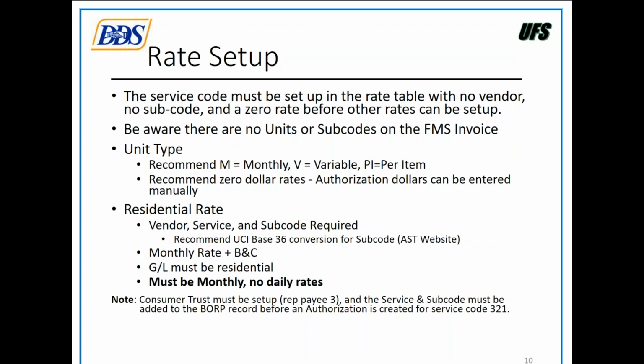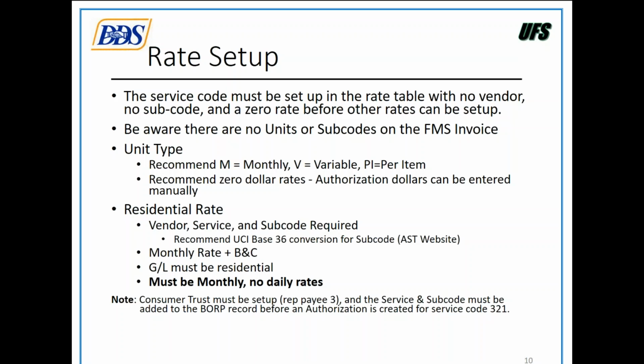When you're setting up the rate, you can use any type you want. However, we highly recommend that you just use monthly variable or per item. And we also recommend that you set up $0 rates and actually input the authorized dollars manually on the authorization. This is because how the budget is broken out and the dollars allocated to that are really going to drive how much you authorize for each service code.